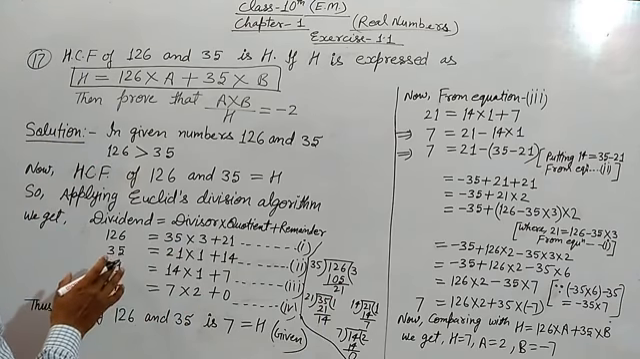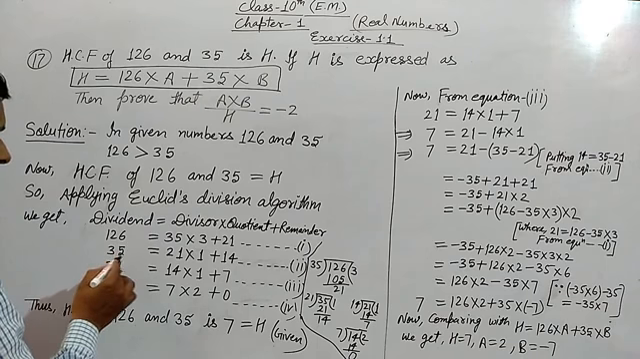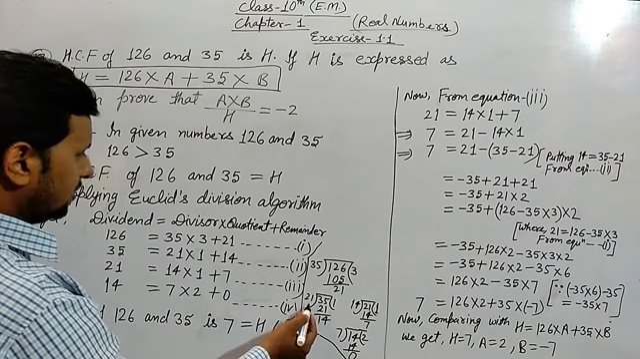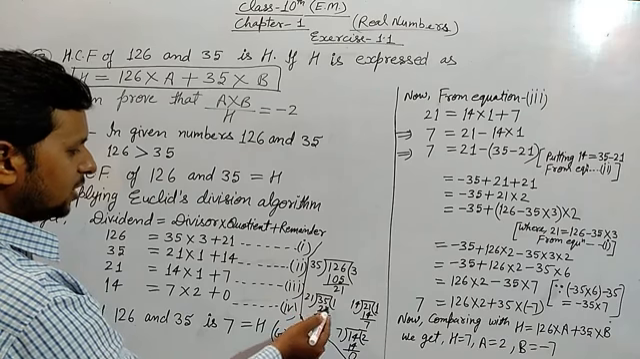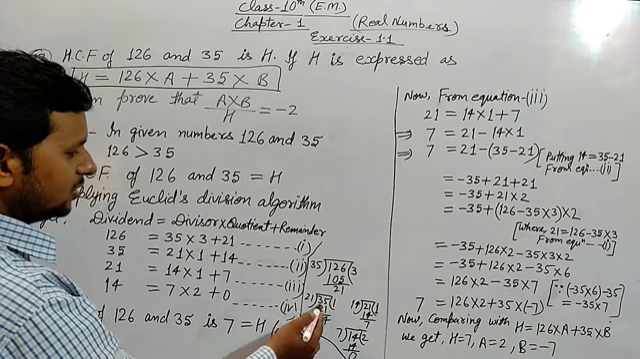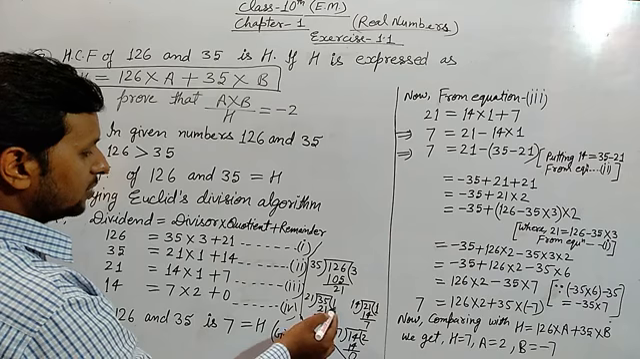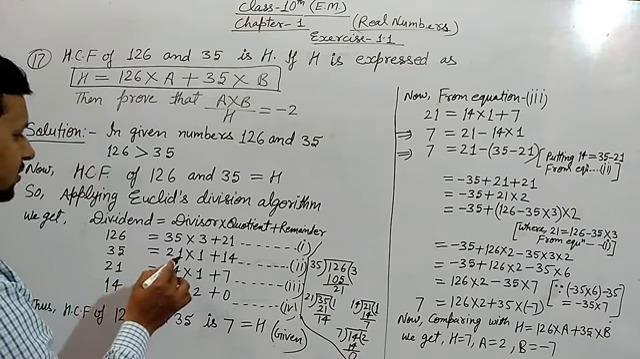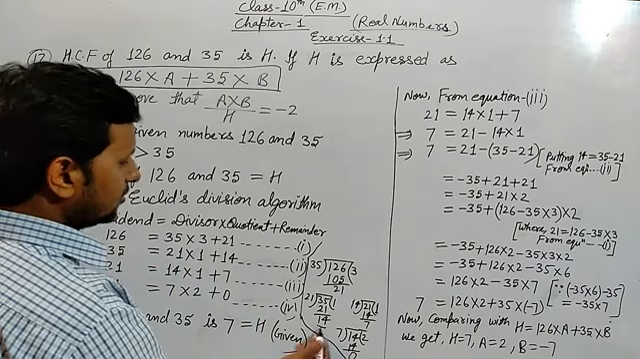Now in the next step, the divisor will always become the dividend, it is the theorem. 35 is equal to, now the remainder will be the divisor. We divide 35 by 21: 1 times 21 is 21. 5 minus 1 is 4, and 3 minus 2 is 1. We get remainder 14 and quotient 1. We put the values: 35 is the dividend, 21 is the divisor, quotient is 1, plus remainder 14.